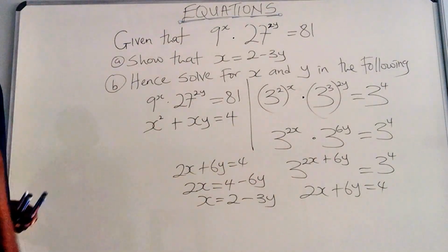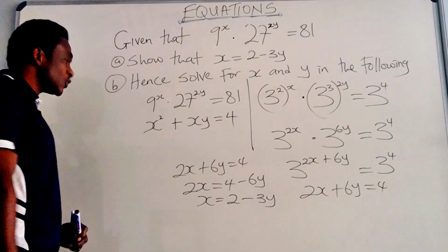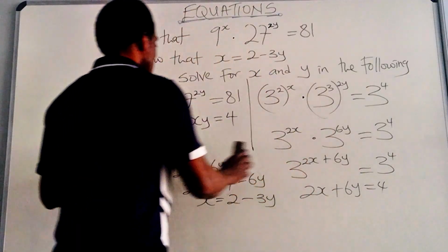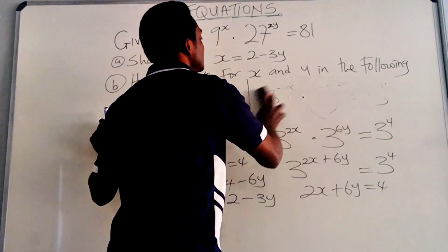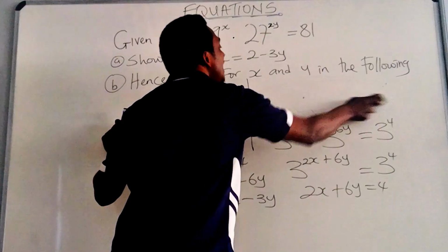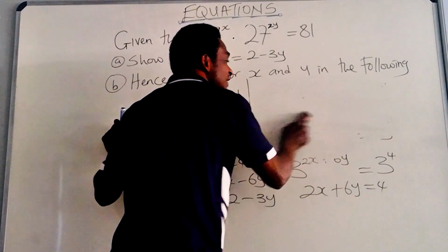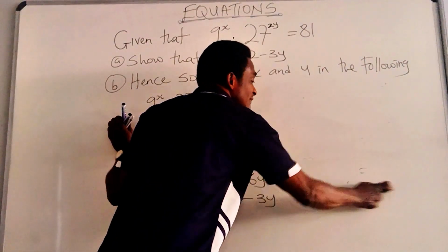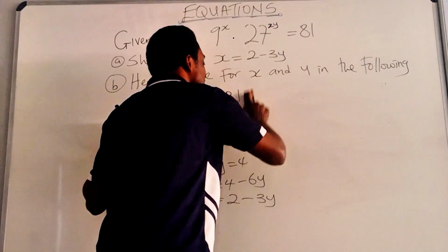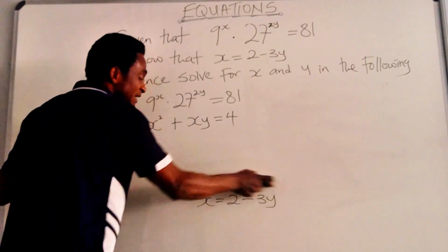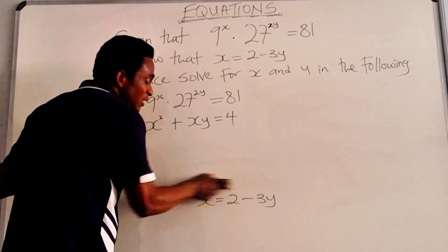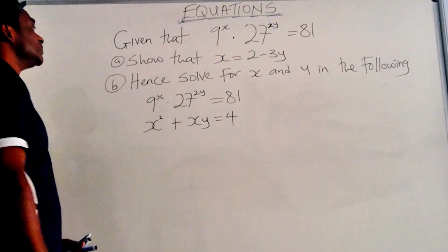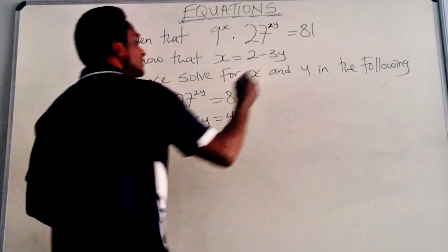Now, let's go to the second question. The second question is asking us to solve. Hence means in mathematics, whenever you see the word hence, it means continue from the previous section, continue from where we started. And that is from x equals 2 minus 3y. That is where we're going to continue. Solve for x and y, if that is the case.